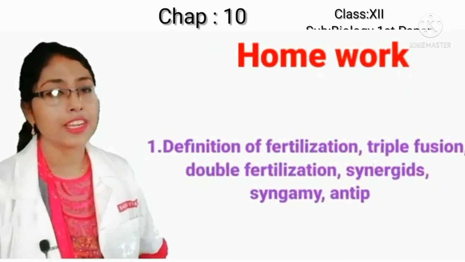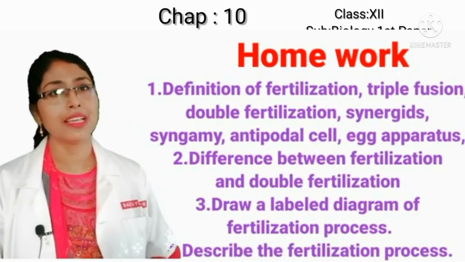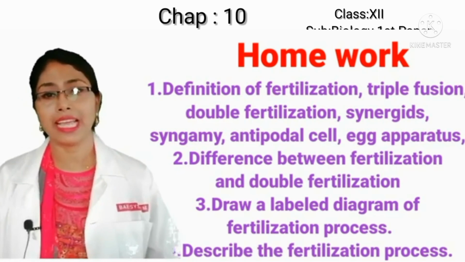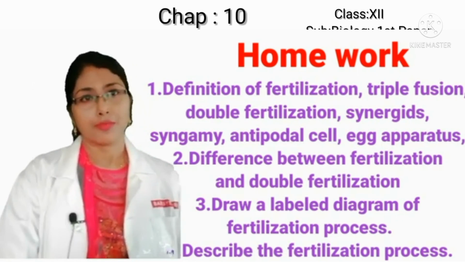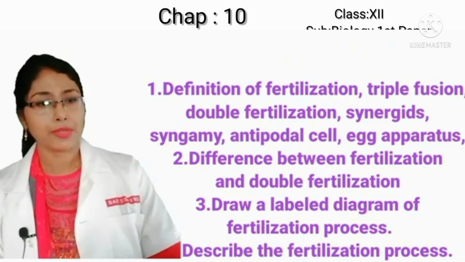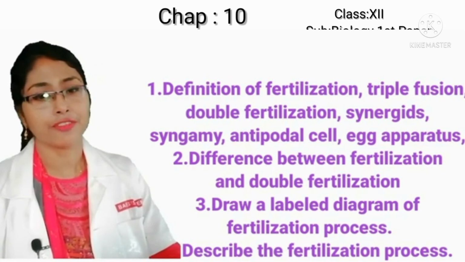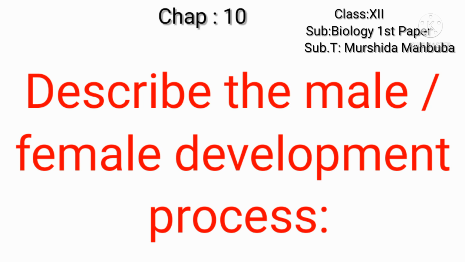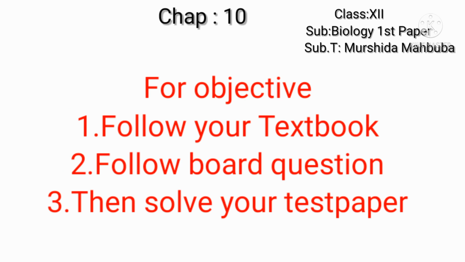Okay, your homework: number 1, definition of fertilization, triple fusion, double fertilization, synergids, syngamy, antipodal cell, egg apparatus, and one difference between fertilization and double fertilization. Number 3, draw a labeled diagram of fertilization process. And number 4, describe the fertilization process. Describe the male and female development process. For objective, you may follow your textbook, you may follow board questions and then solve your test paper.